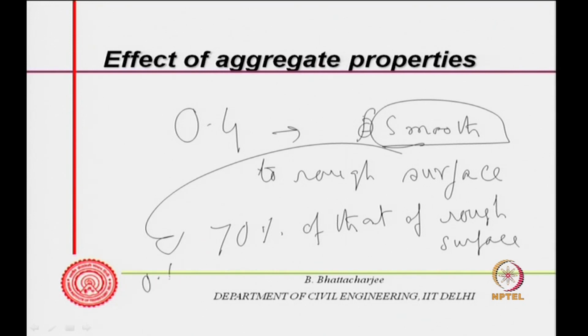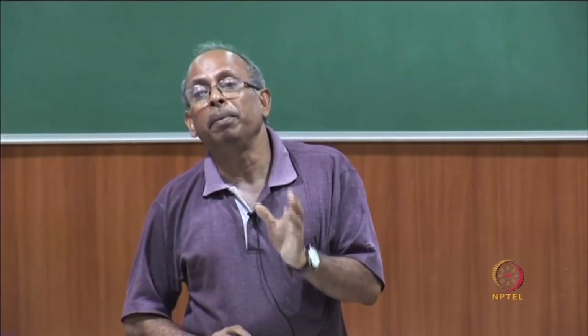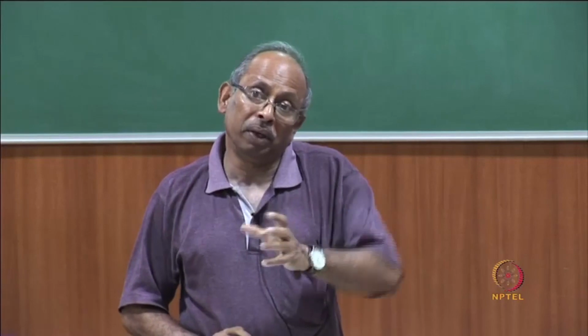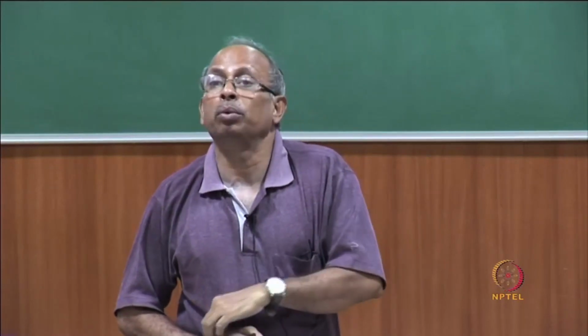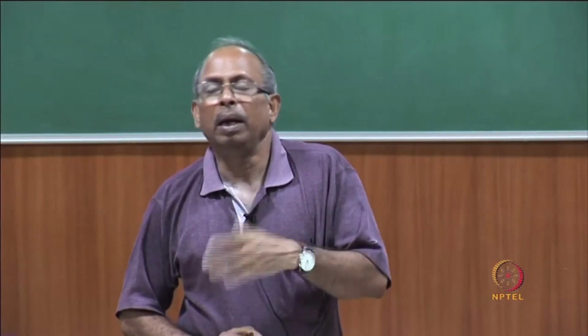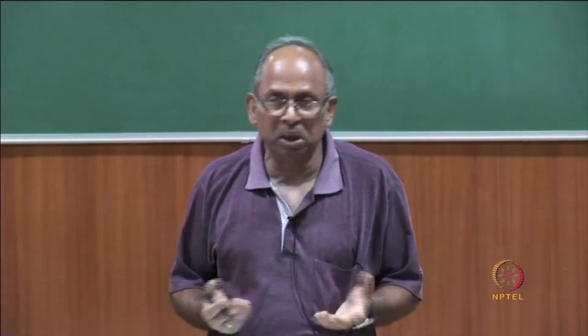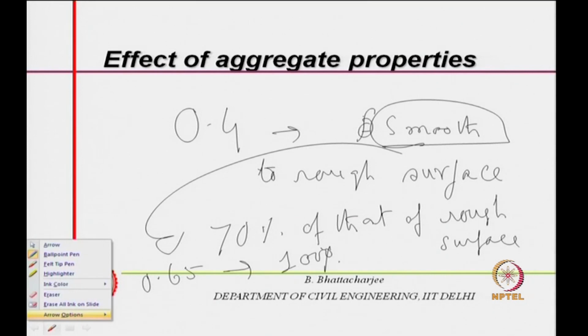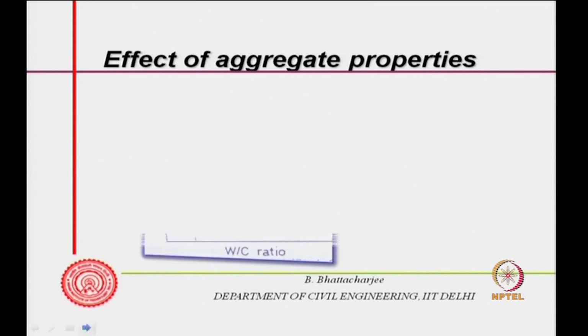With a 0.65 water cement ratio, it is 100%. So, with a 0.4 water cement ratio, a smooth surface can result in a strength reduction of as much as 30%, while for a 0.65 water cement ratio this does not have any effect. So, that is how the roughness affects strength.